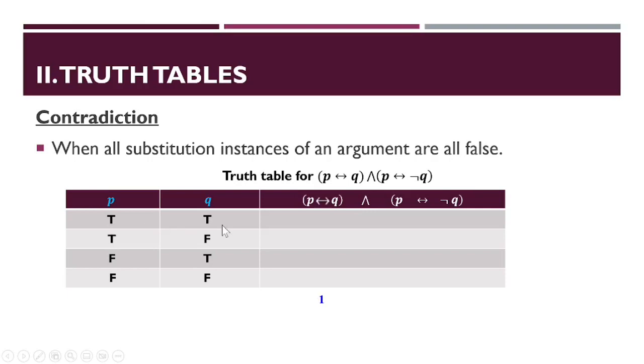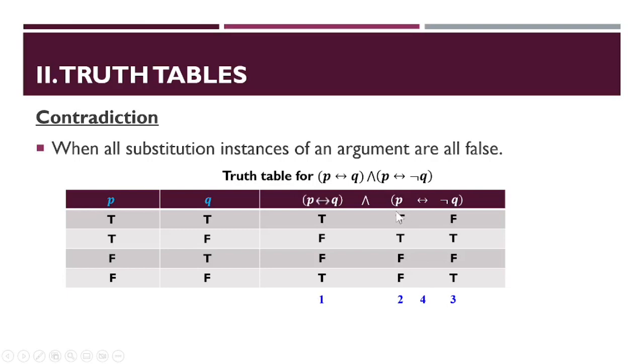True if and only if true, that is true. True if and only if false, false. False if and only if true, that is false. False if and only if false, that is true. Next, we copy the truth values of P: true, true, false, false. Then get the negation of Q. So true becomes false, false becomes true, true becomes false, and false becomes true.